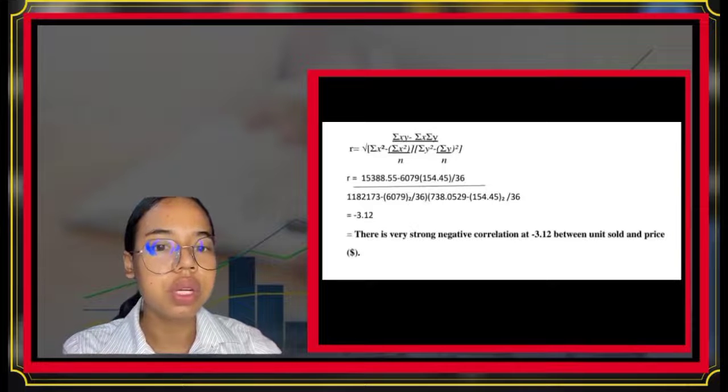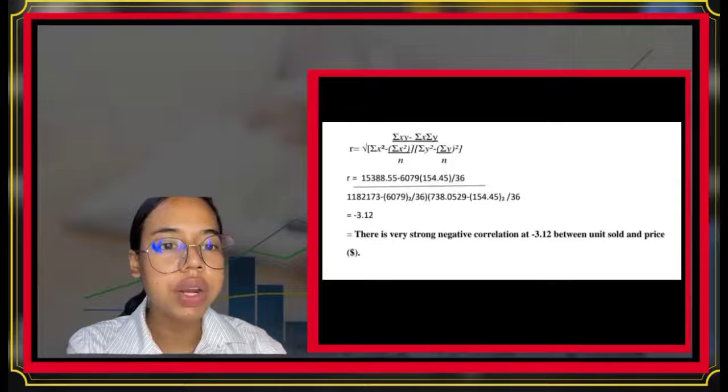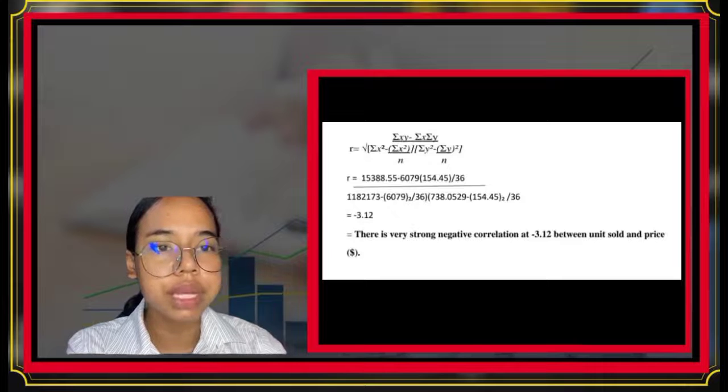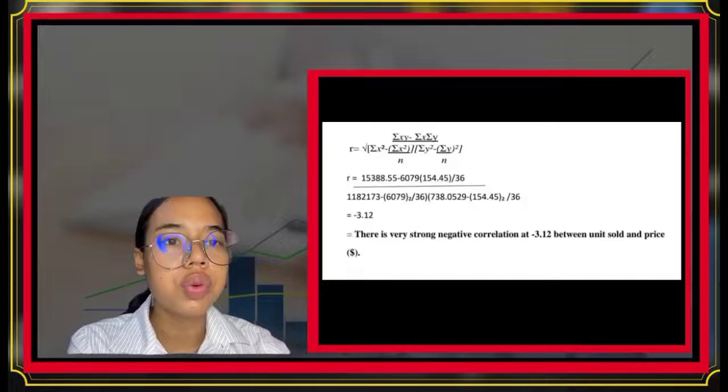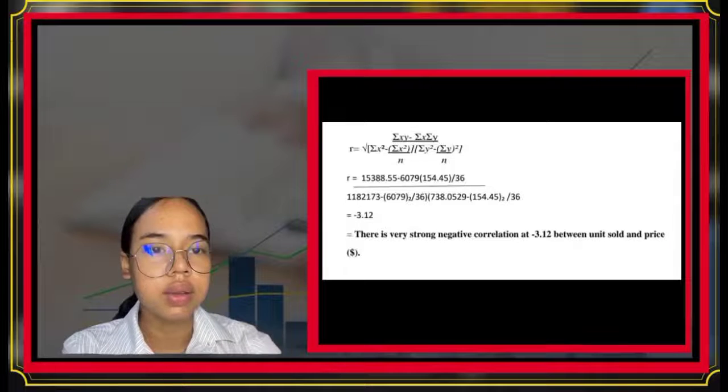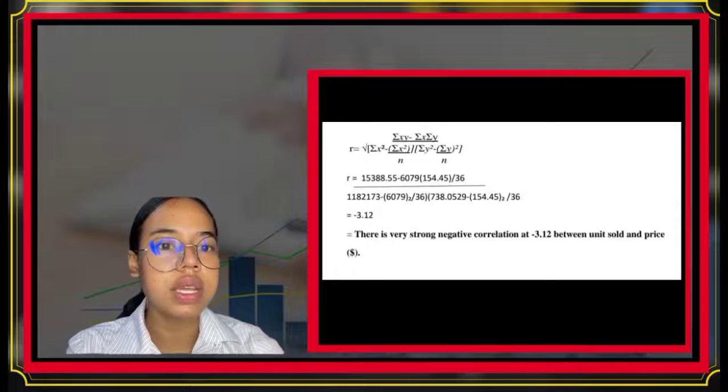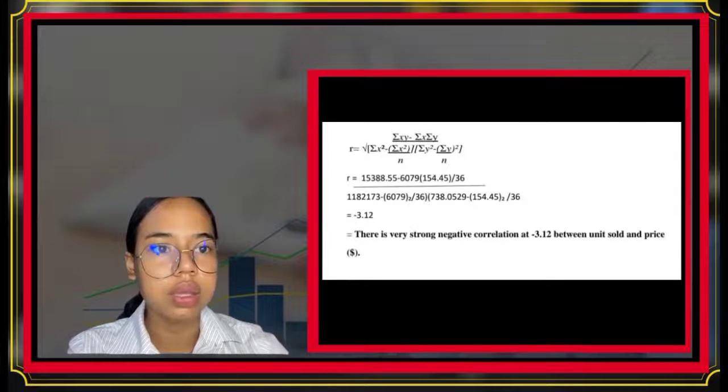Look at the formula for the correlation coefficient. R equals sum of xy minus sum x times sum y divided by the square root of the bracket sum y power of 2 divided by n. The final answer is negative 3.12. There is a very strong negative correlation at negative 3.12 between x and y.